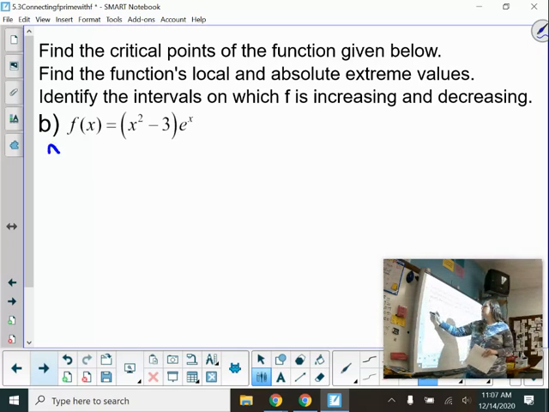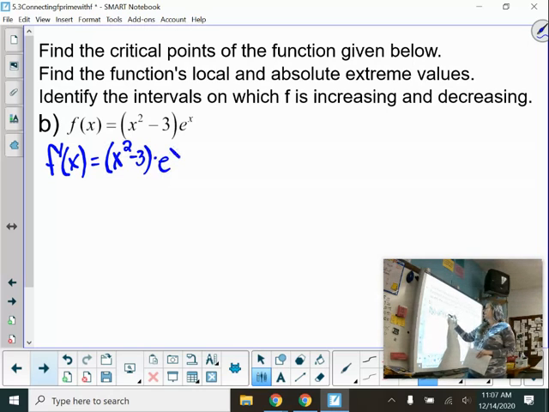But we still have to take the derivative. This is a product, so we have to do the product rule. So the first times the derivative of the second, well, the derivative of e to the x is e to the x, plus the second times the derivative of the first, well, the derivative of x squared minus 3 is 2x. We can factor out the e to the x here, and then we're going to be left with a trinomial that we're going to have to factor before we set this equal to anything.